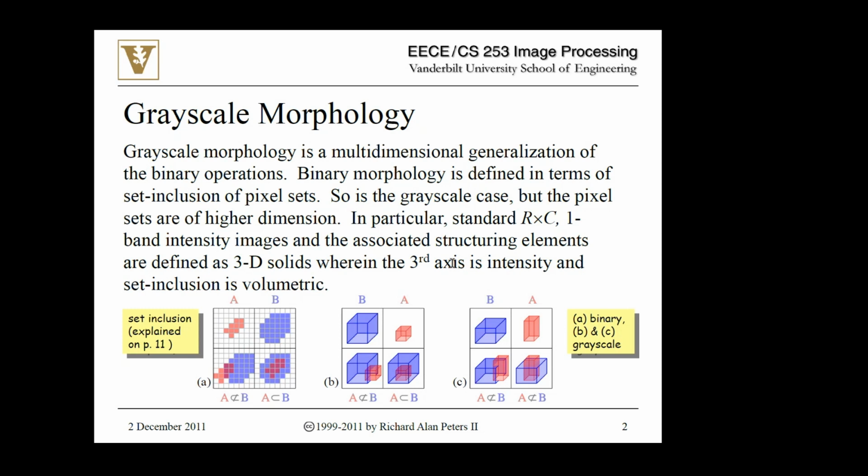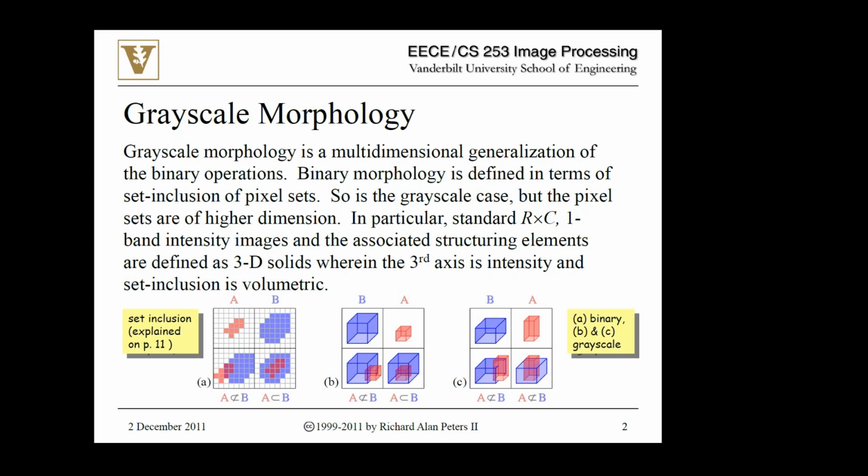So for instance, here A is fully included in B because the support of A is included in the support of B, and the intensity of A is all the times smaller than the intensity of B. Here, the support of A is not fully included in the support of B, so the red is not included in the blue. What about these ones? This one is not included because the support of A is included in the support of B, but the height of A is not included in the height of B. And here the support and height are not included.